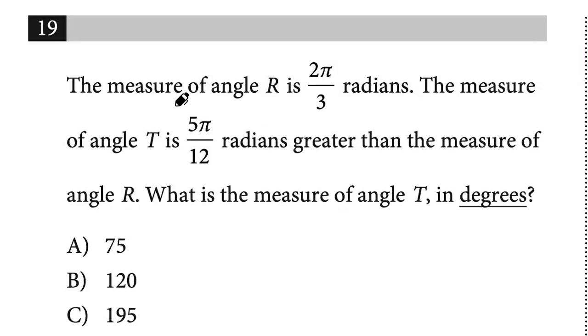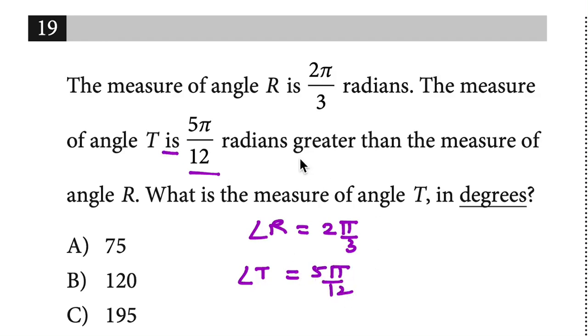Question number 19. The measure of angle R is 2 pi by 3. Okay, angle R is equal to 2 pi by 3. The measure of angle T is 5 pi by 12 greater than the measure of angle R. That means if you add 5 pi by 12 to angle R, that will be the measure of angle T. What is the measure of angle T in degrees?